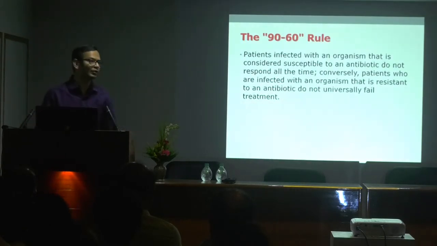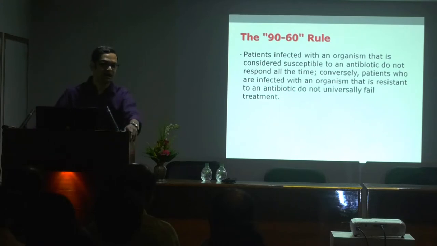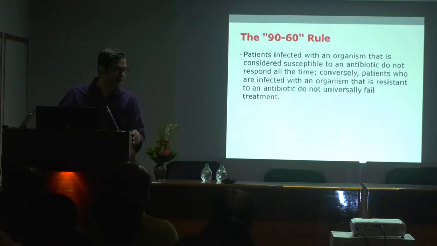So the 1962, what is 1962? Even if the in vitro susceptibility testing shows that the organism is susceptible to such and such antibiotics, in 90% of cases it may have the desired result, but in 10% of cases it may not have the desired result. Conversely, if you have a resistant bug in your in vitro susceptibility testing, you may have a clinical response despite having a resistant in vitro result.